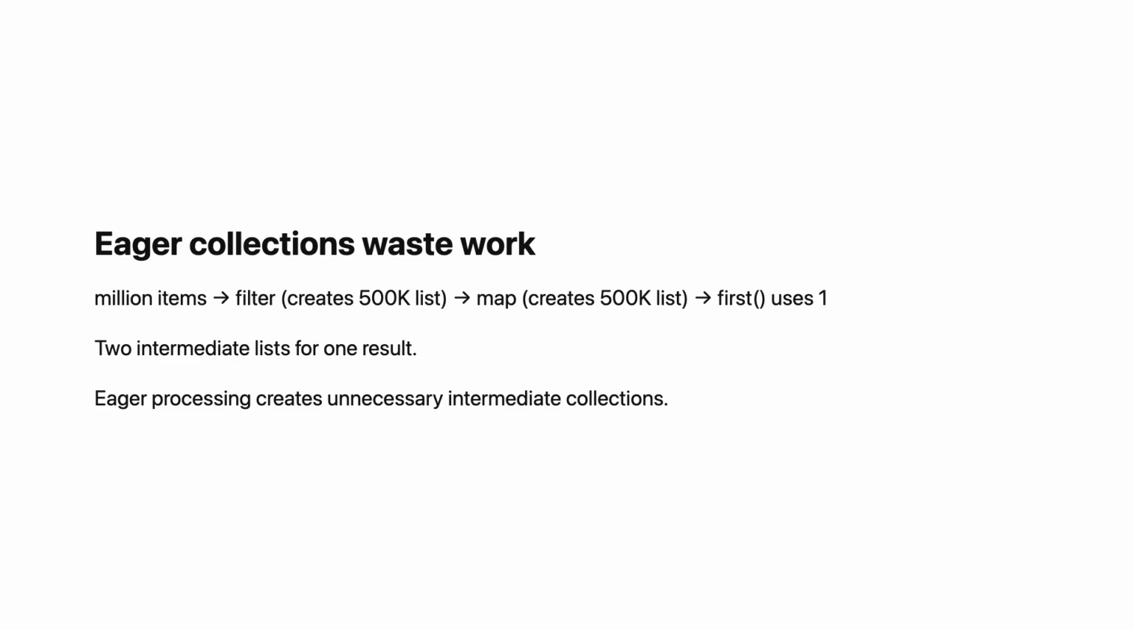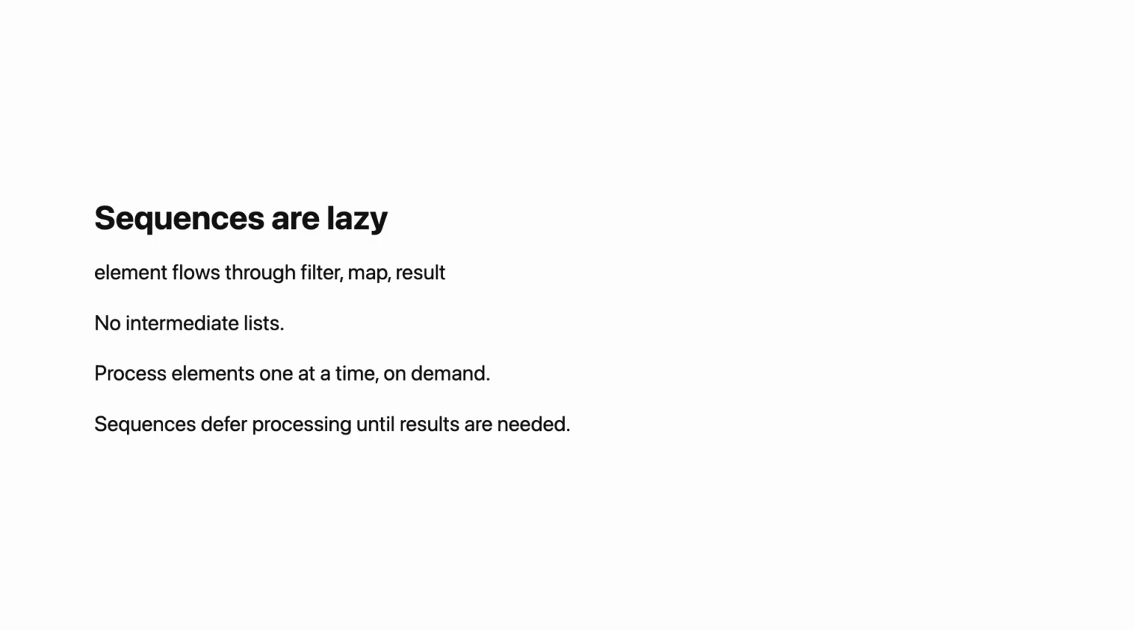Sequences are lazy collections. They do not process elements until needed. They do not create intermediate collections. Sequence.filter.map.first, no intermediate lists. Each element flows through the chain until a result is produced. With sequences, elements are processed one at a time. Take an element from the source. Apply filter. If it passes, apply map. If you need more, take the next element. This is lazy evaluation. Defer work until results are required.